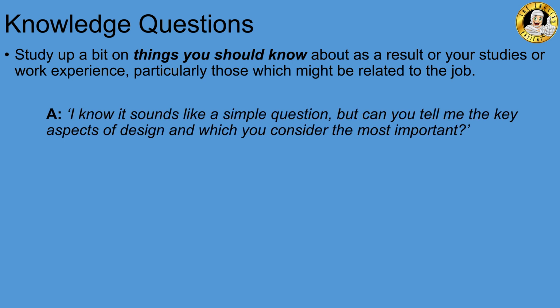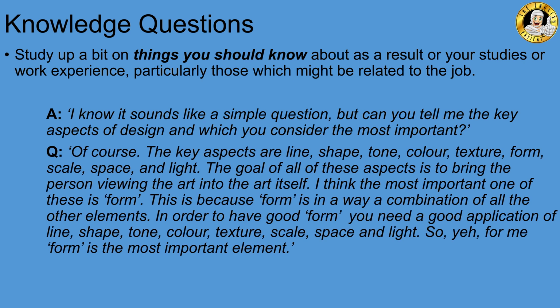As an example here, the interviewer asks, I know it sounds like a simple question, but can you tell me the key aspects of design and which you consider the most important? To which the interviewee answers, of course, the key aspects are line, shape, tone, color, texture, form, scale, space, and light. The goal of all of these aspects is to bring the person viewing the art into the art itself. I think the most important one of these is form. This is because form is, in a way, a combination of all the other elements. In order to have good form, you need a good application of line, shape, tone, color, texture, scale, space, and light. So yeah, for me, form is the most important element.